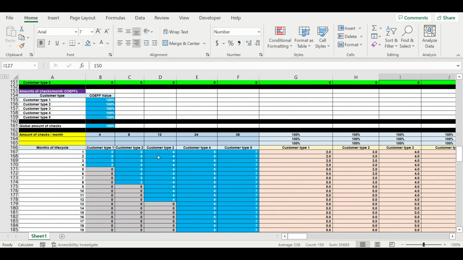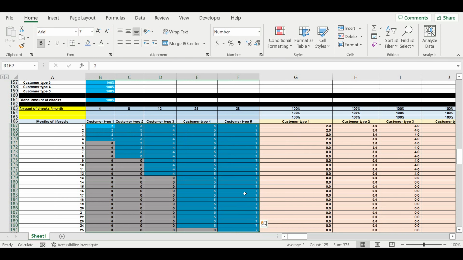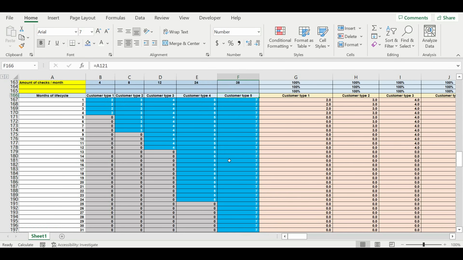Then you specify how many checks per month each type of customer gives you. So customer number one gives you 2 checks per month during his life cycle, which is 4 months. Customer number two, for example, gives you 3 purchases per month. Or you can specify any other algorithm during this 8 month period. For example, he first gives you 1, then 4, 6, 9, then 5, 3, 2, 1. So you can specify any algorithm, any customer behavior inside this life cycle. So here we specify how many checks monthly each type of customer gives us.